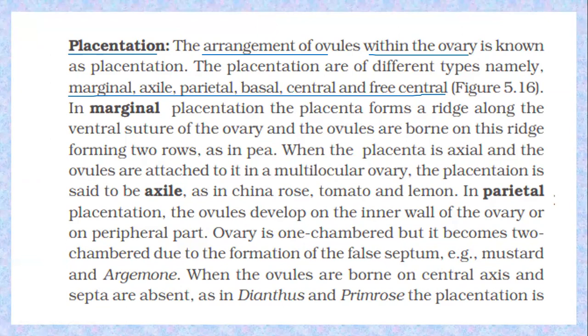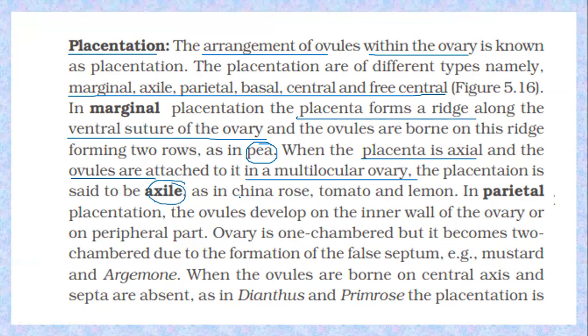Okay, in marginal placentation, the placenta forms a ridge along the ventral suture of the ovary, as you see in pea. When the placenta is axial and the ovules are attached to it in a multilocular ovary, it is said to be axile placentation, as you see in China rose, tomato, and lemon.